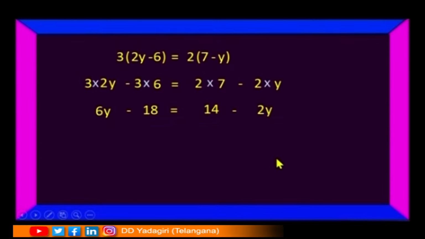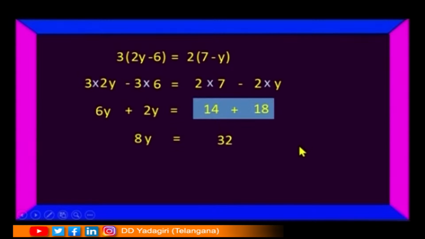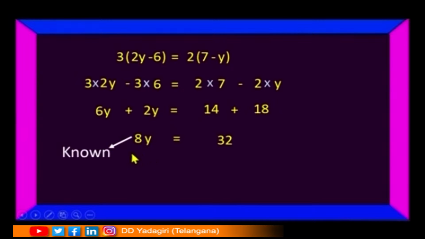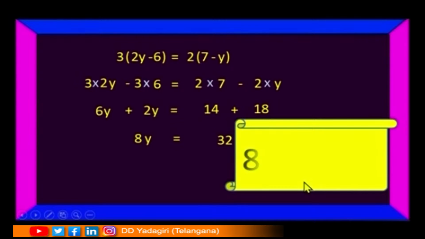Now let us interchange the positions of the terms, and don't forget we need to change the operation. If it is subtraction, it should become addition after transposing. Now 6y plus 2y becomes 8y, and 14 plus 18 becomes 32. Then next, we already discussed that in 8y, 8 is a known term and y is an unknown term. So we have to send this known part again to the right side, and you remember 8y means 8 into y.